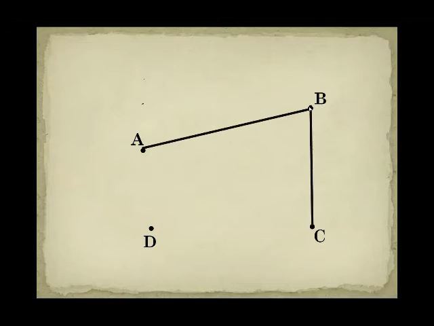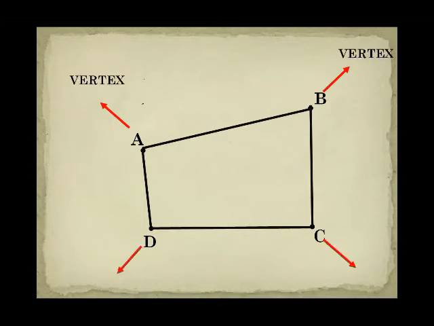Now here's the figure. Here we have the four points, point A, point B, point C and point D. We join these points with a line segment from point A to point B, from point B to point C, from point C to point D, and point D to point A. Okay, it becomes a figure which is called a quadrilateral. Now these are the vertices. It means that A, B, C and D are the vertices of the quadrilateral.